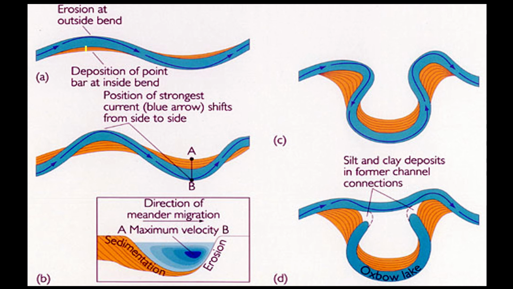Position of strongest current is this. The blue arrows give you the position of strongest current and it shifts from side to side. See? It shifts from side to side. Direction of meander migration.